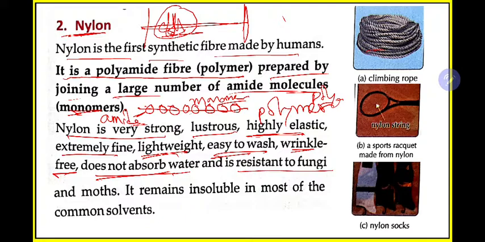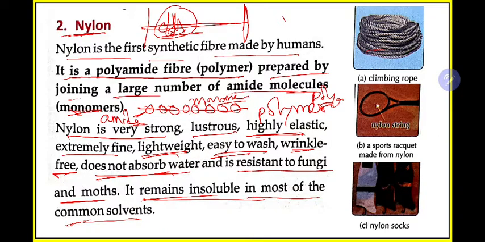It is resistant to fungi and moths. Since they do not absorb water, there will be no water on their surface. Without water, organisms such as fungi and moths cannot grow, so it is resistant to these things. It remains insoluble in most of the common solvents, and you cannot dissolve it with almost anything. For example, if you place cotton in a mug containing alcohol, after some time it may mix with the solution, but nylon will never mix. It is insoluble in most solutions. So these are some properties of nylon.